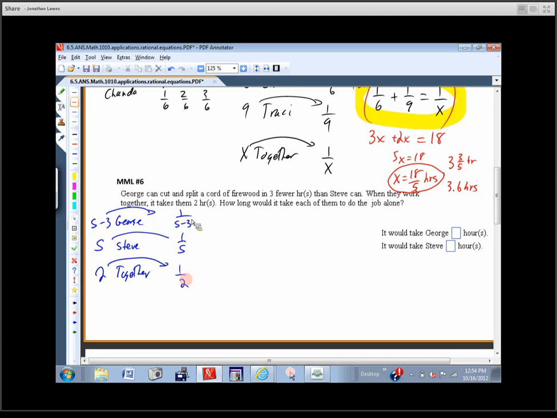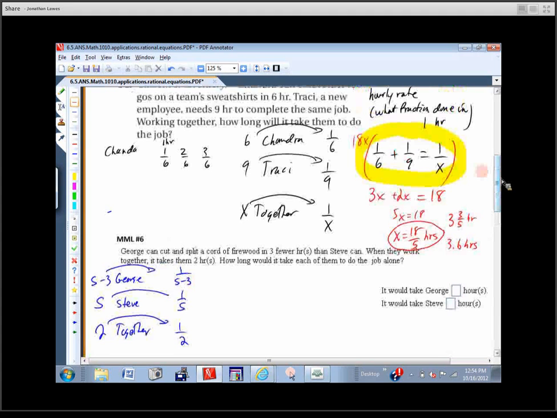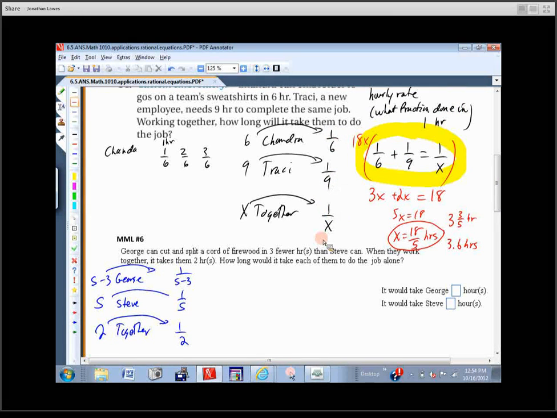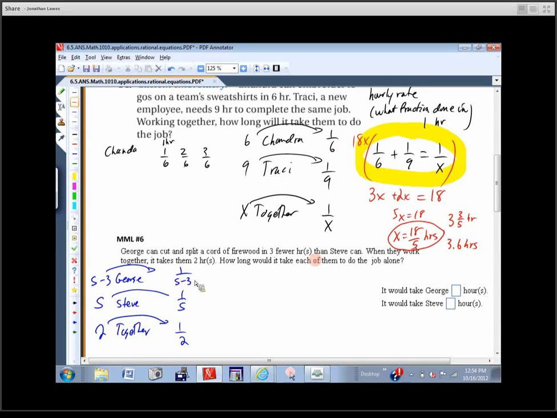Any questions here? Okay. Once I got these 3 expressions, hourly rate for George, hourly rate for Steve, and hourly rate together, what did I do with the 3 of these? Put it into an equation. I added the 2 people together and said that would be their rate together. So this is going to be 1 over S minus 3 plus 1 over S equals 1/2. Okay, are there any questions there?